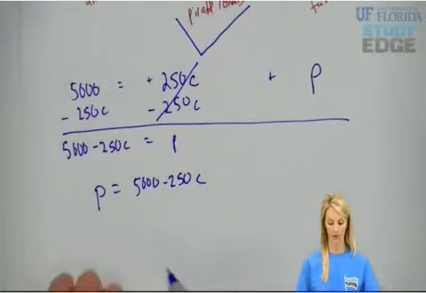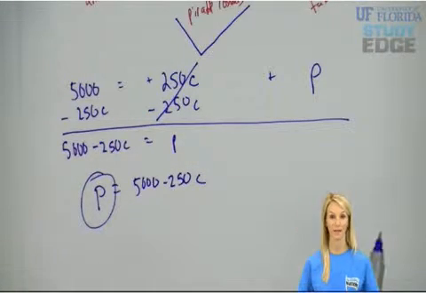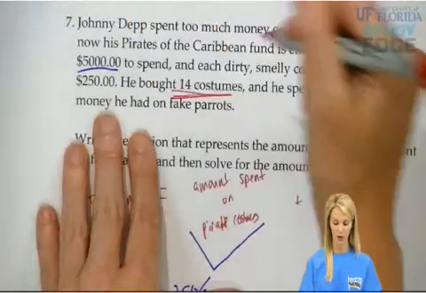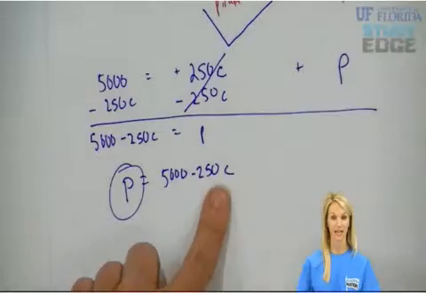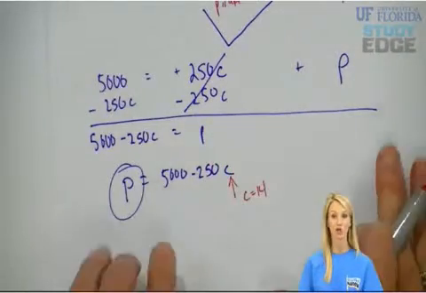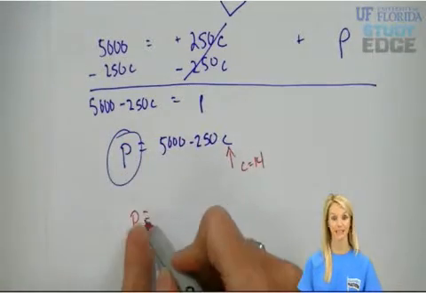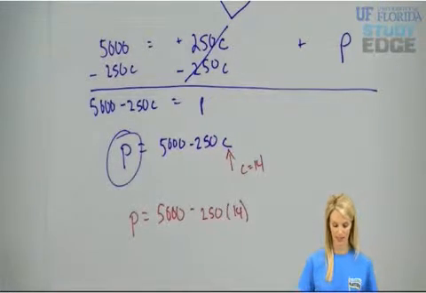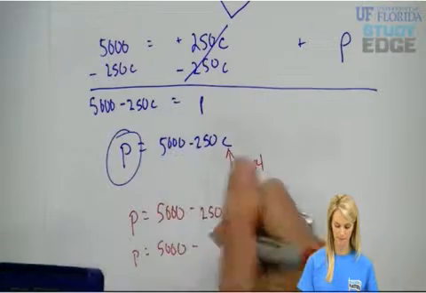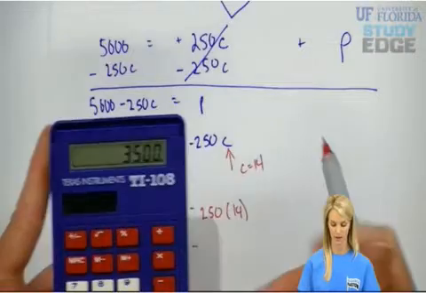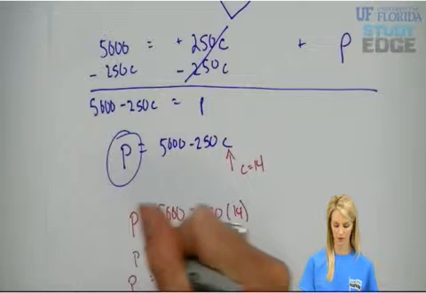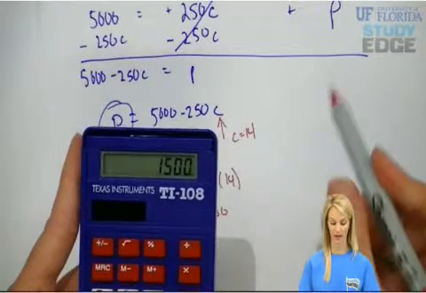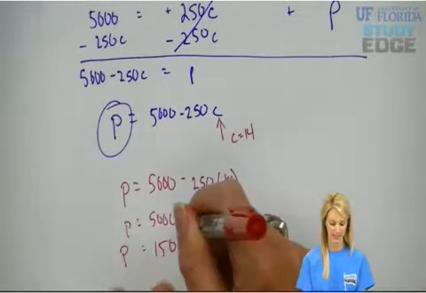So now that we have an equation for the amount of money spent on fake parrots, P, how do we solve for that? Well, remember we were told in our problem that the number of costumes he bought is 14. We are told that C is equal to 14. So we're just going to plug that value in. P is equal to 5,000 minus 250 times our number of costumes, which is 14. Well, let's see what we get. 250 times 14 is 3,500. So the amount that he's spending on parrots is equal to $5,000 minus the $3,500 that he spent on his pirate costumes. He has $1,500 left over to spend on parrots.